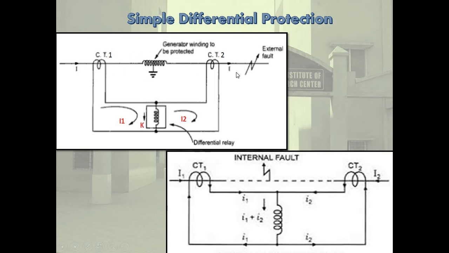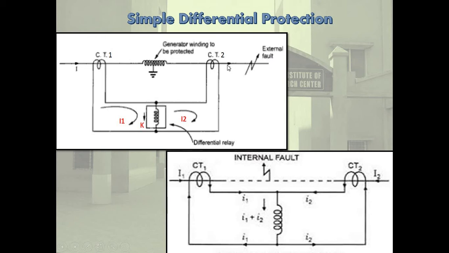Okay. When there is no fault, the values of current I1 and I2 will be equal. So there will not be any potential difference across the points A and B. So no current will flow through the relay coil connected across these points, and the relay remains inoperative. So this differential relay will not operate because of the external fault.